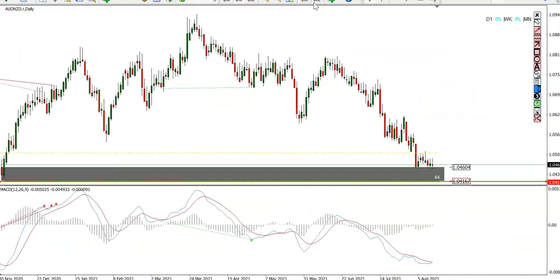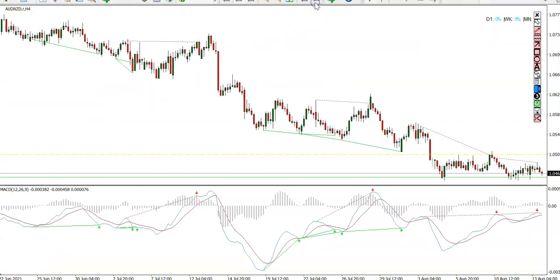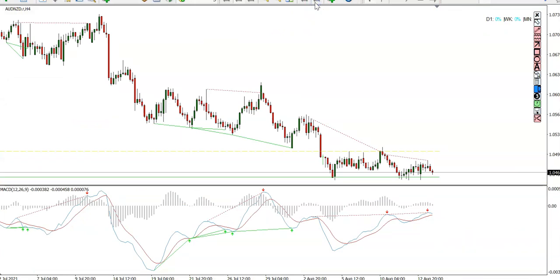What I'm going to look for now is slowing of momentum at this area. Slowing of momentum means this price action slowing down. So we're going to look at more time frames and look for a possible sideways movement or buying pressure coming into the market.